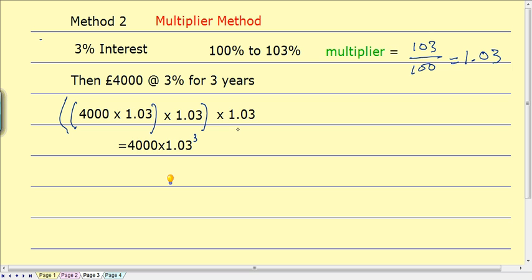So when we use the multiplier method and the interest rate's the same, we get this formula whereby it's just the principal times the multiplier raised to a power which is equal to the number of years over which we're paying the interest. So in this case, of course, we get the same answer. At the end, we're going to have 4,370.91. This gives you the whole amount, this multiplier method. Again, to work out the interest, you would take off the 4,000.